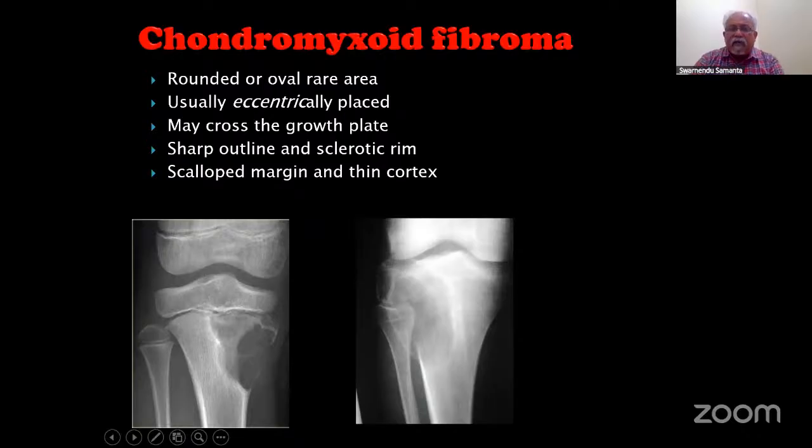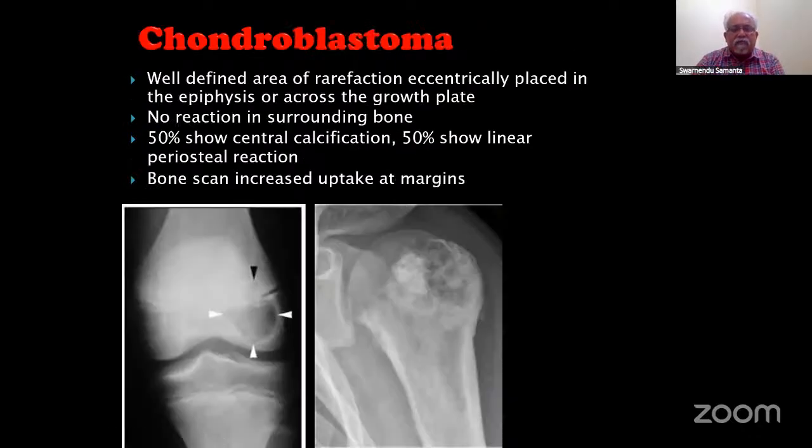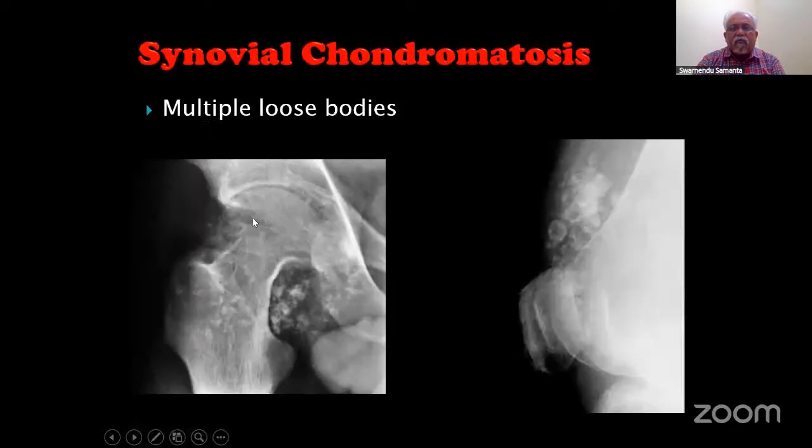Chondromyxoid fibroma, another one. Rounded or oval area. You will find this eccentrically placed, it may cross the growth plate, with a sharp outline. You can see the sharp scalloped margin and thinning of the cortex. This is chondroblastoma. You see, a well-defined area, rarefaction is there. 50% show central calcification, and there is linear periosteal reaction.